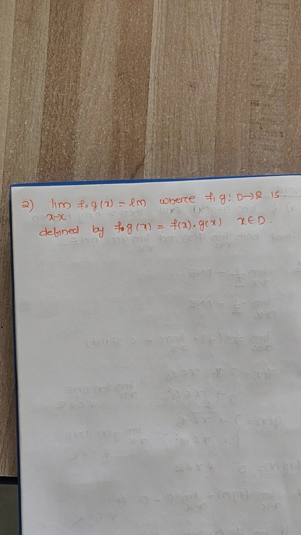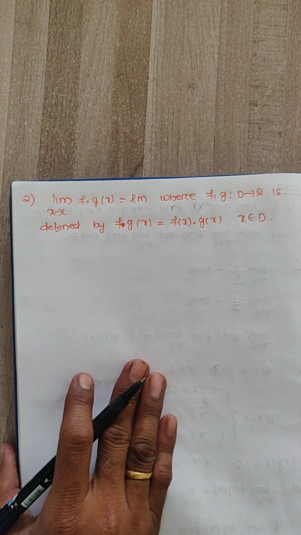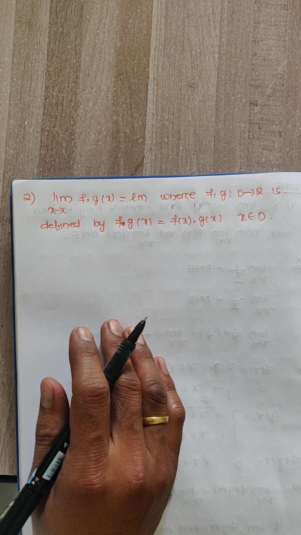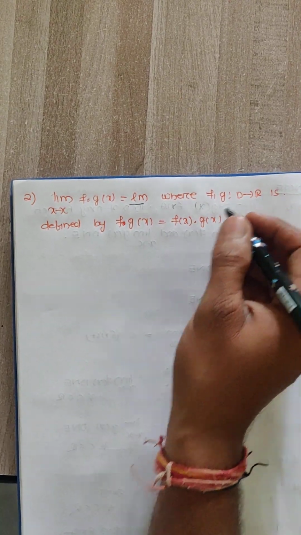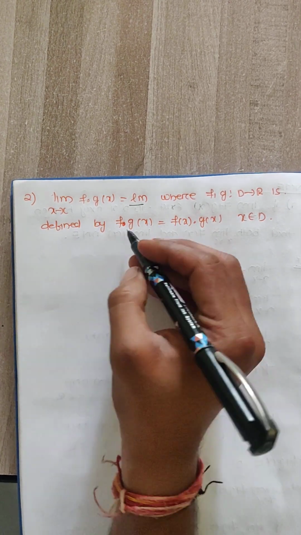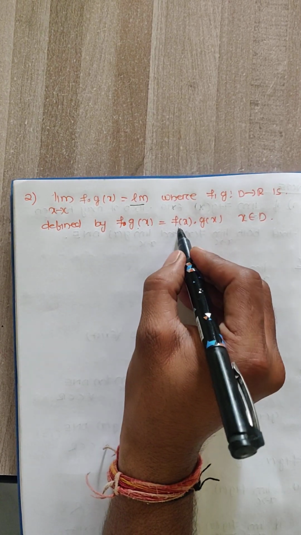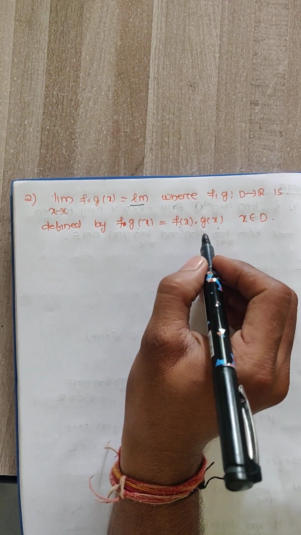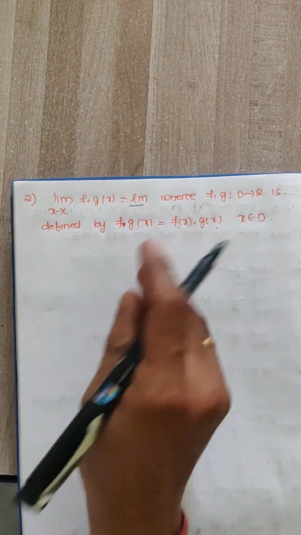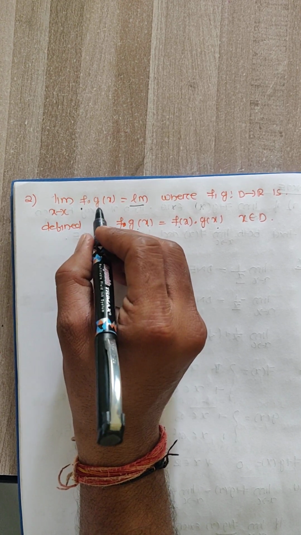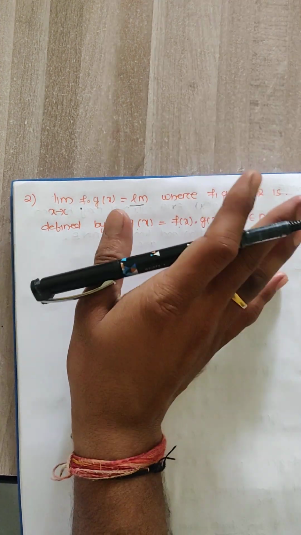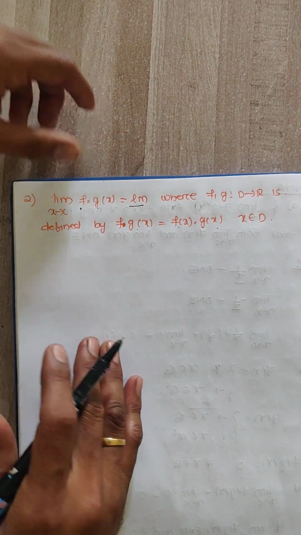We have another theorem that the limit as x tends to c of f(x) into g(x) is nothing but L into m, where f and g both are functions from D to R, and where (f into g)(x) is nothing but f(x) into g(x). This is not the composition, just the product of the two functions. And we are given that the limit as x tends to c of f(x) is equal to L, and the limit as x tends to c of g(x) is equal to m. We have the same thing.